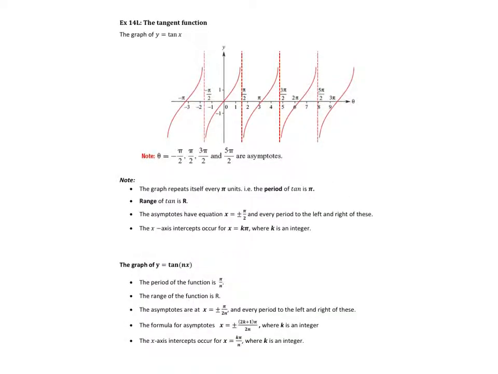Okay, so the last of our trig functions or circular functions that we need to sketch is the tan graph. So you can see there from the diagram that it's very different in the way it looks to the sine and cosine graph. A couple of things that we should note in particular here: the tan graph itself has a period of pi, so it repeats itself every pi unit.